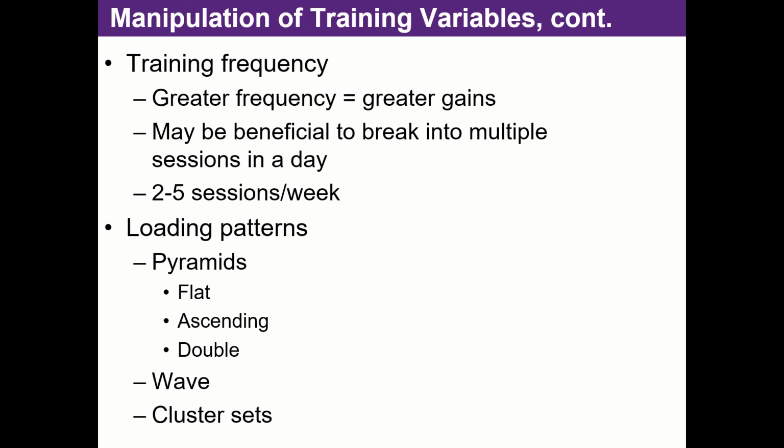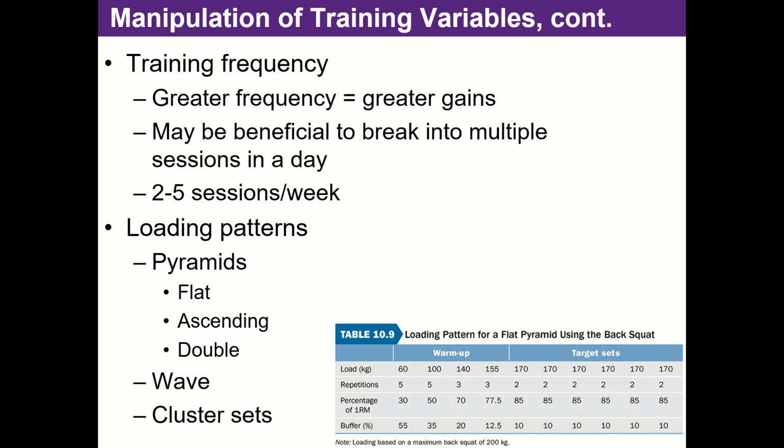In terms of loading patterns, most people do what's called a flat pyramid. Basically, obviously they're increasing the weight here. The repetitions, so these are their warm-ups, they're doing sets of 5, 5, 3, 3, and for their work sets, they're going to do 170 kilos for 2 repetitions, and then they're just going to keep that for these 1, 2, 3, 4, 5, 6 work sets. So same intensity, same repetitions, same volume for 6 sets. Nothing changes there, so that's a flat pyramid, because you work your way up through the warm-up, and then the top of the pyramid is actually just flat.